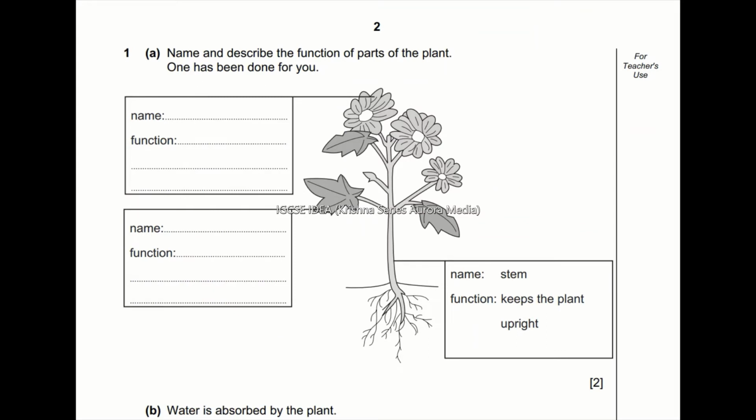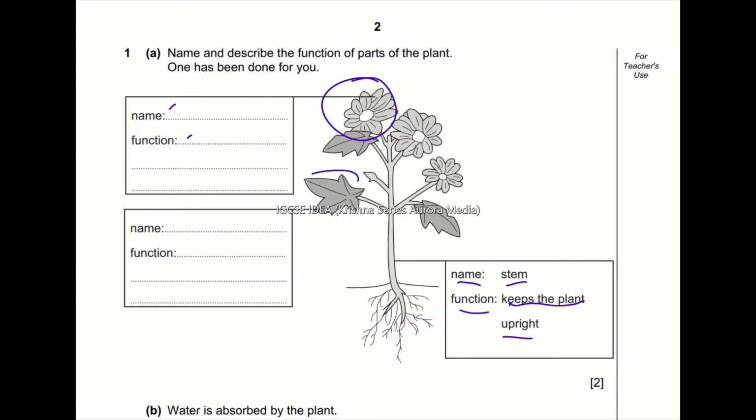Question 1. A. Name and describe the function of parts of the plant. One has been done for you. Okay, this looks like a flower plant. And here they have written name, stem. Yes, this is stem. Function, keeps the plant upright. Now we had to do the same, write the name and function for this part and this part.